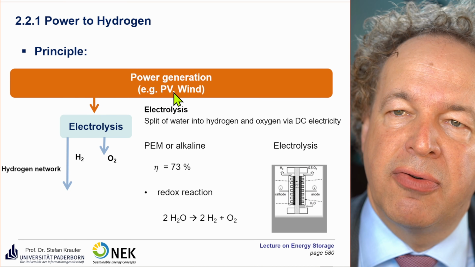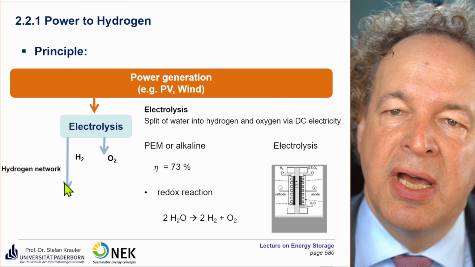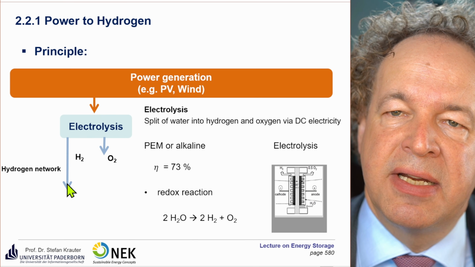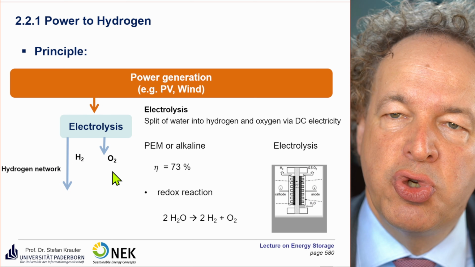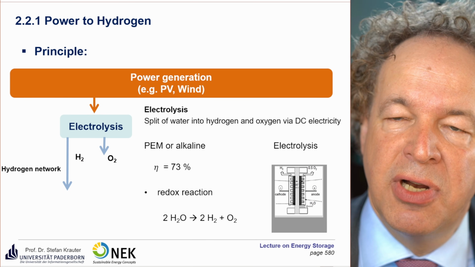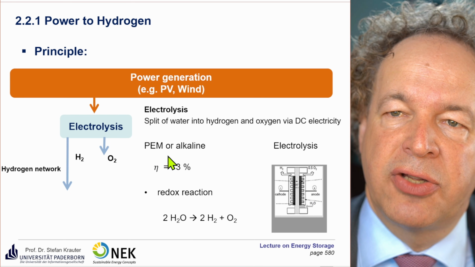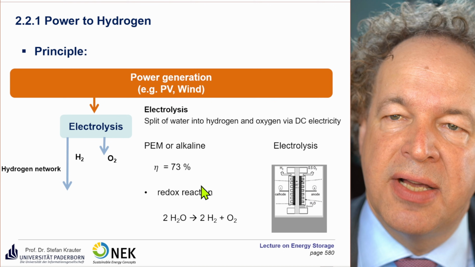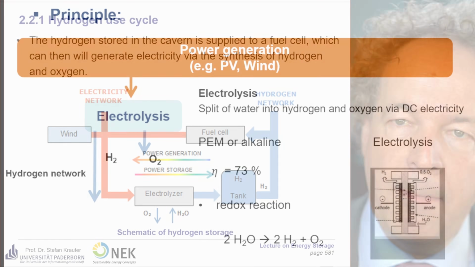So we have power generation. The excess power we will use for electrolysis. We will generate hydrogen, which we'll use usually in the hydrogen network. Usually the oxygen we won't use. It is released to the air. So we can use either PEM electrolyzers or alkaline electrolyzers, with an efficiency of, for example, 73%, but we come to this a bit later. The reaction type we already saw.